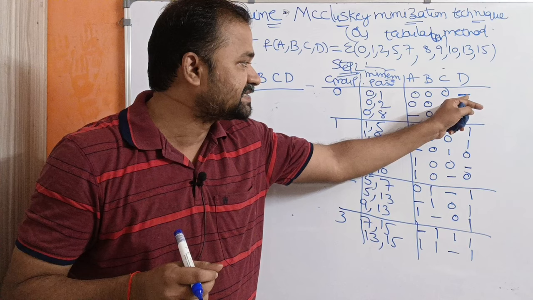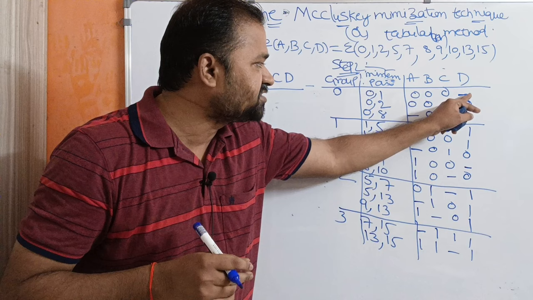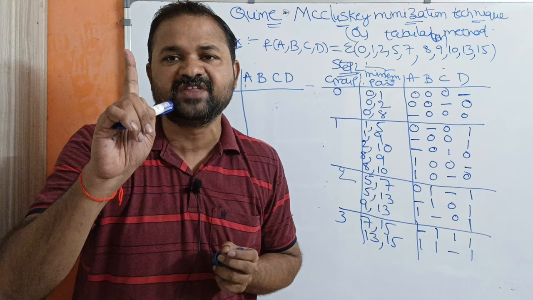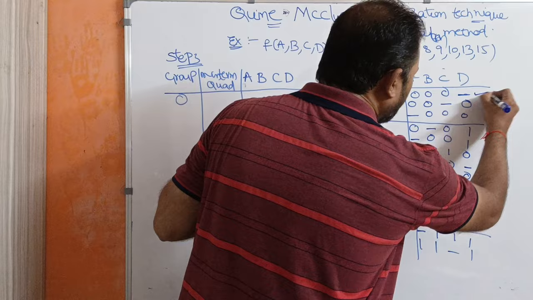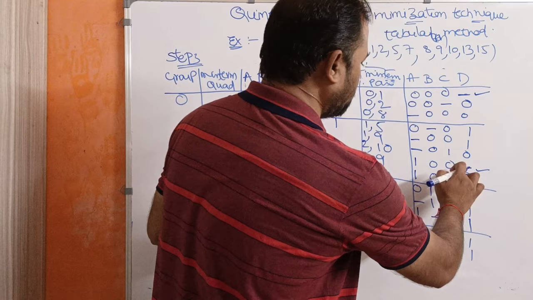If the dash is matched, here we have dash at fourth position. So here also we have dash at the same position, and if there is only one variable difference, then we can combine them. So in group one also we need to search for the dash in fourth position. There is no need to search for the remaining.